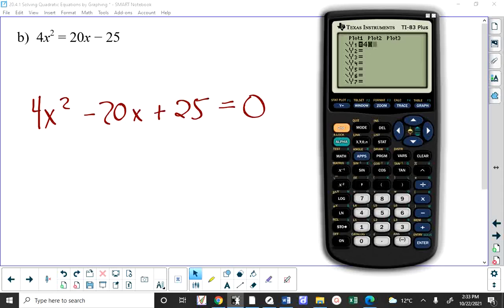So we have 4x squared minus 20x plus 25. Let's go zoom standard. And I see it's right there. Now, to be fair, could this parabola cross the x-axis? Might it go a little bit below the x-axis there? Maybe. I don't know. I do. And the answer is no. But just looking at it, if I didn't know what the equation was and I didn't know something you're not aware of, I would be unsure. So I could do the box thing and zoom in.